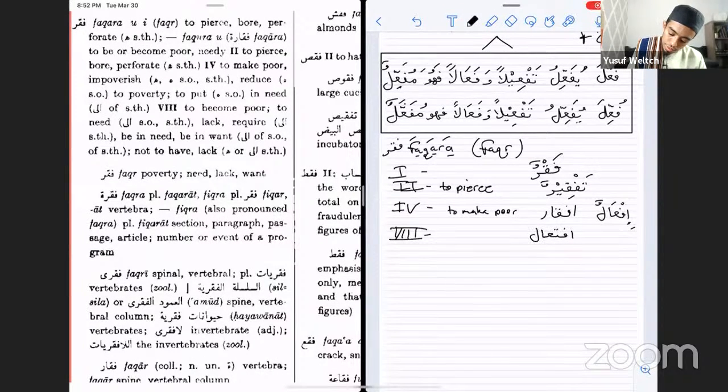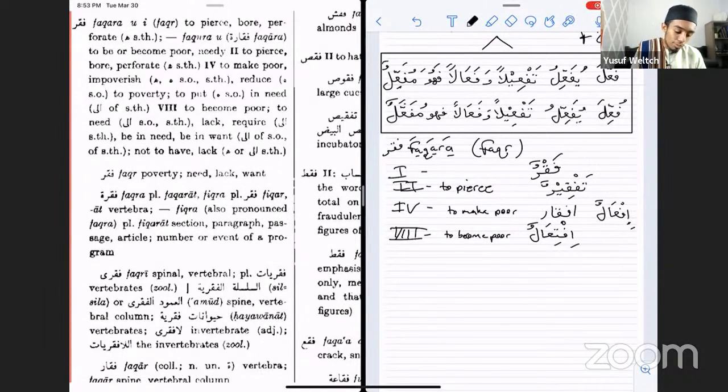Ifti'al. So how do you make ifti'al for the letters fa, qaf, ra? Iftiqar. And iftiqar means to become poor. Good. So you can see that with these 3 letters, there's only 4 forms. So not every word has every form. But the ones that they do have that are between 2 and 10, you should already know the root noun.